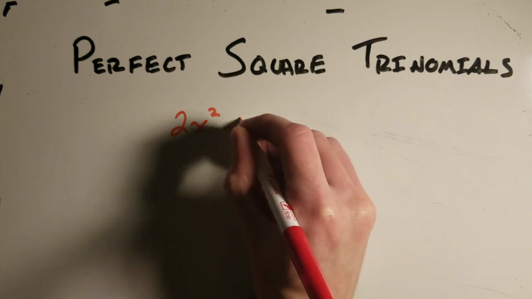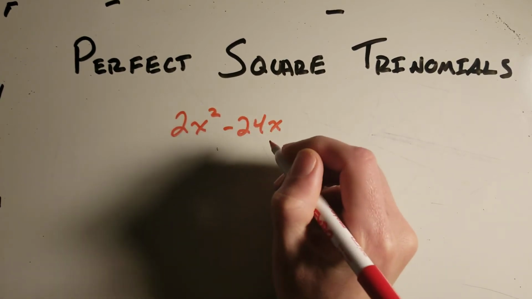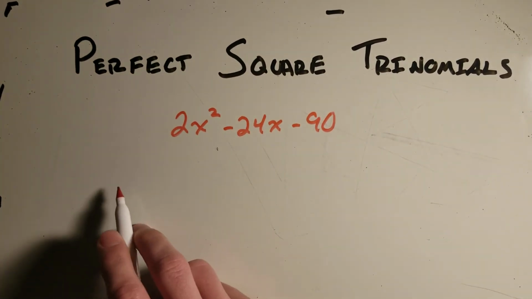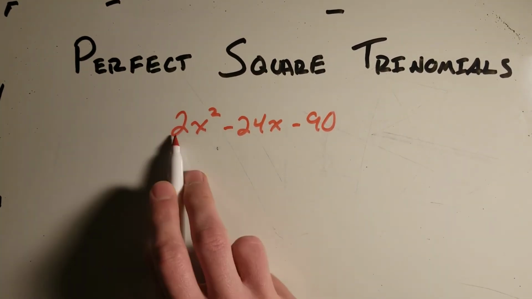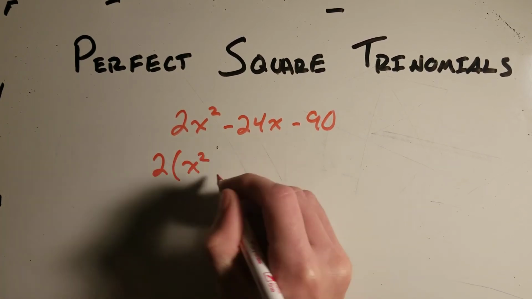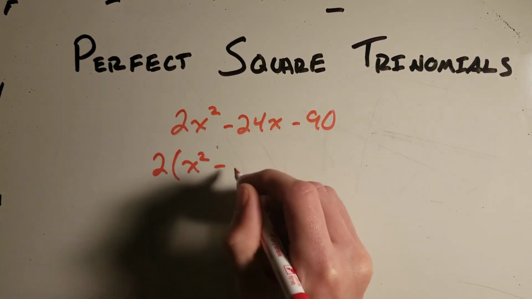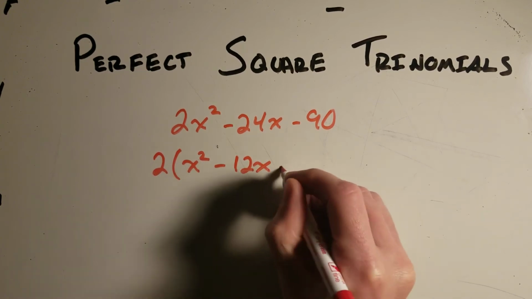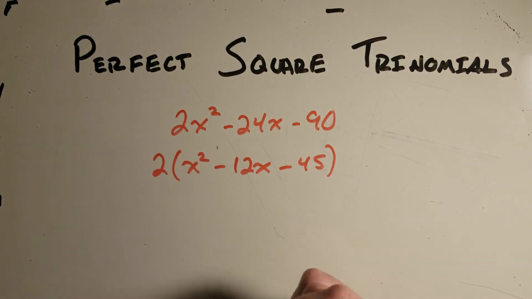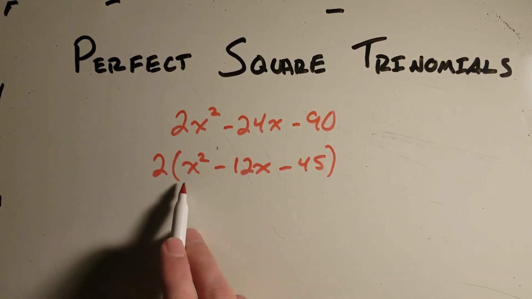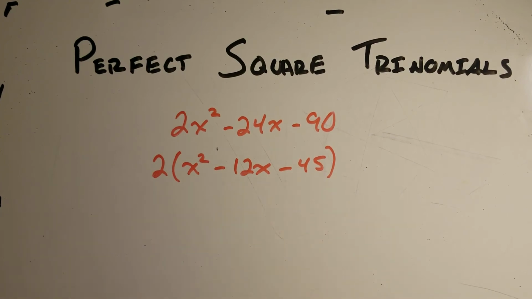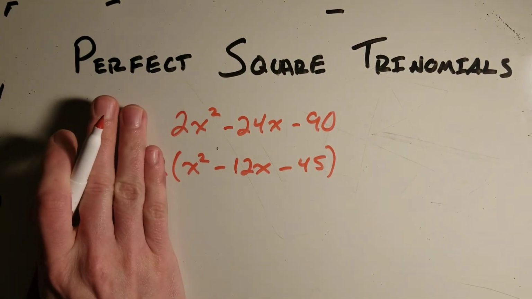2x squared minus 24x minus 90. So first step, try to find a GCF. And here we actually do have a GCF. We can factor out a 2. So x squared minus, now it becomes 12x minus 45. So we factored out a GCF. But now we have to check to see, can we factor this trinomial any further? So kind of ignore the 2. Can we factor that any further?